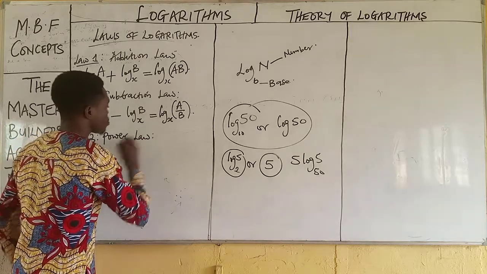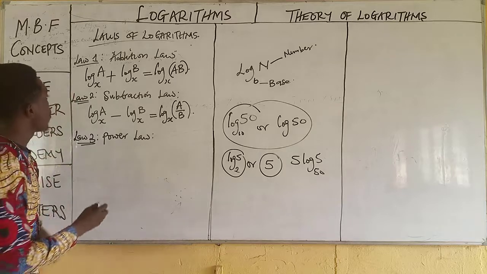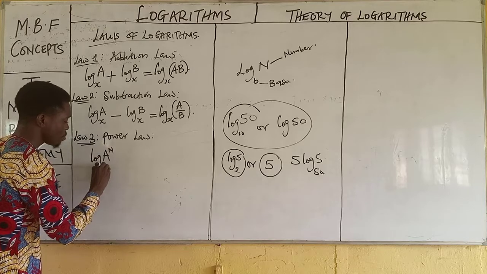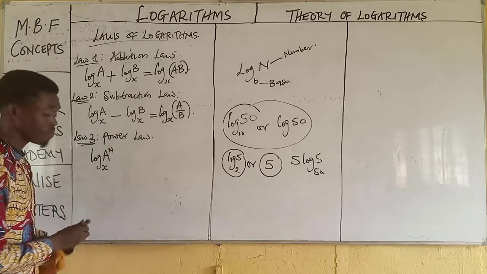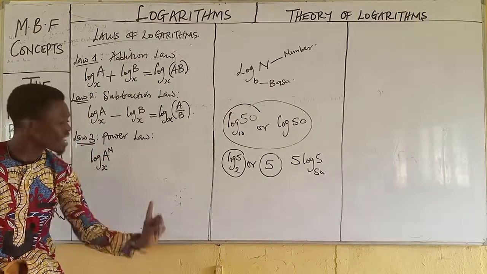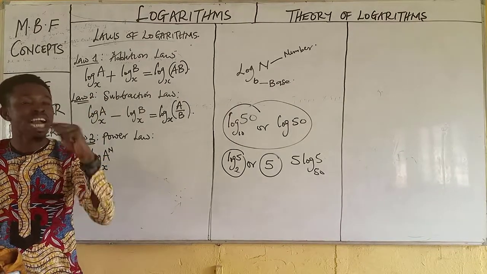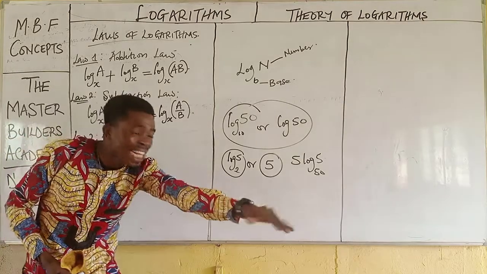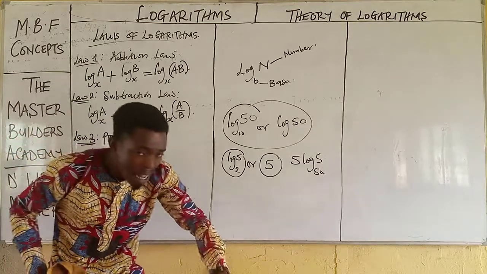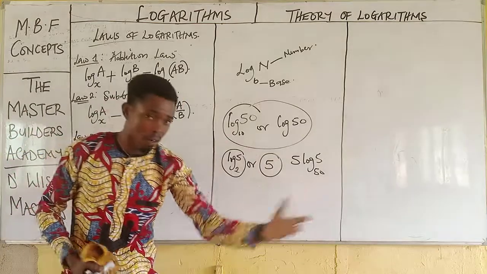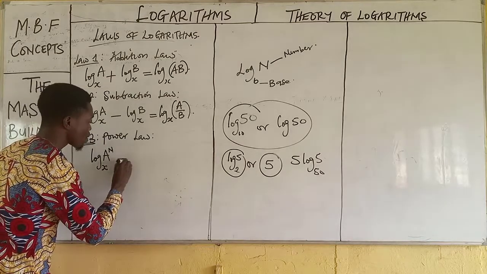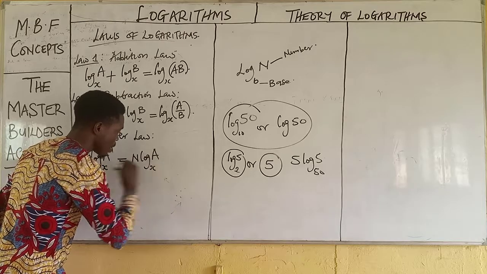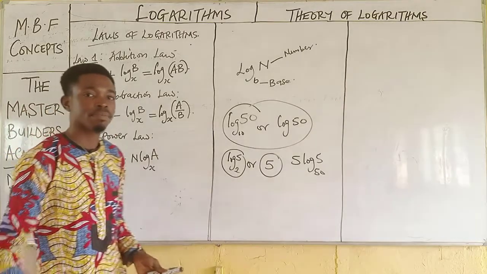Power law. In this law, we have log a raised to the power of n, base b. So you find out that the logarithm has a power. Anytime the logarithm has a power, all you simply do is remove that power and use it to multiply the log. In other words, it will now serve as the coefficient of the log. Then we have this to be n log a base x. This is what this law is all about.